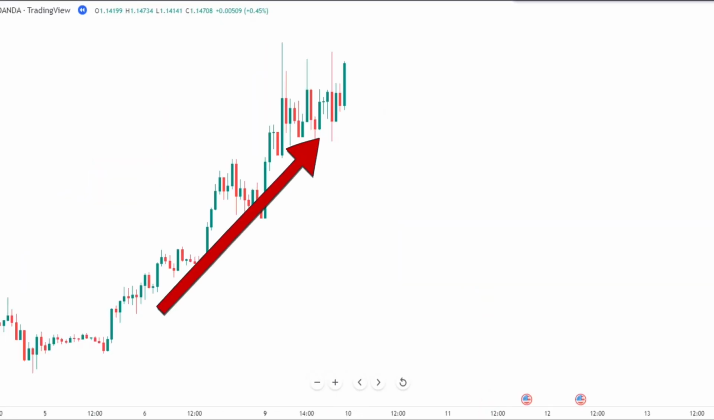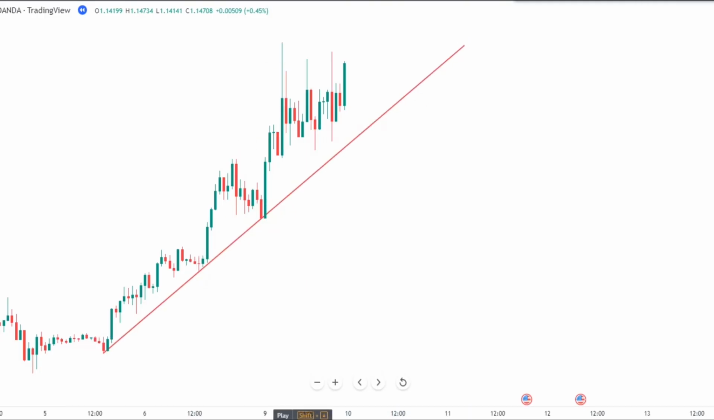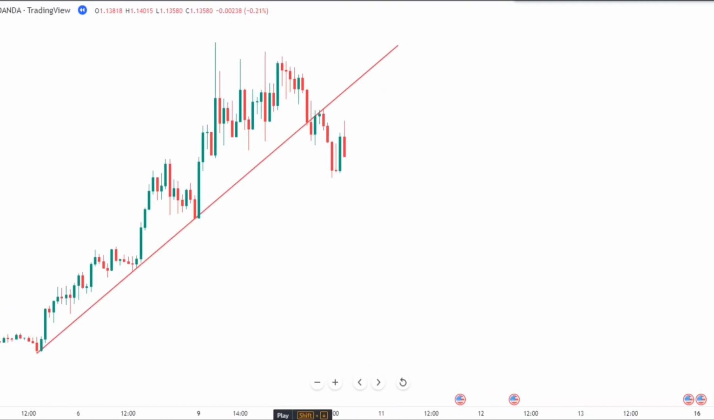In this chart, we see another clear uptrend. Price is forming higher highs, and we've got multiple rejection points below where we can draw an ascending trend line. Next, price fails to make a new higher high. Instead, it creates a lower high, while also breaking below the trend line. That's the first warning sign. Buyers are losing control, and sellers are starting to push back.